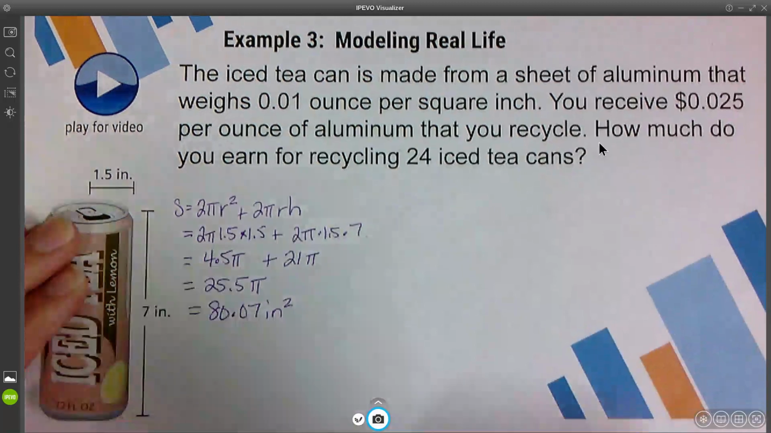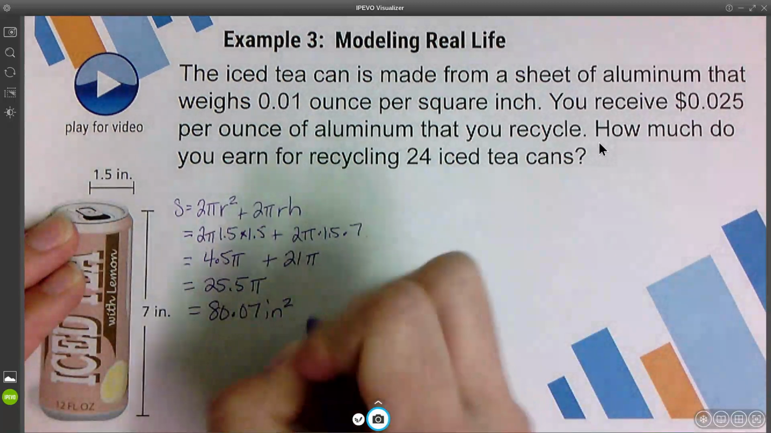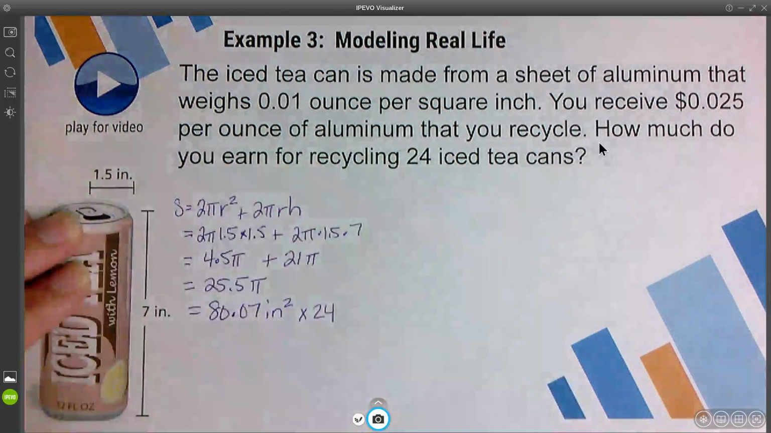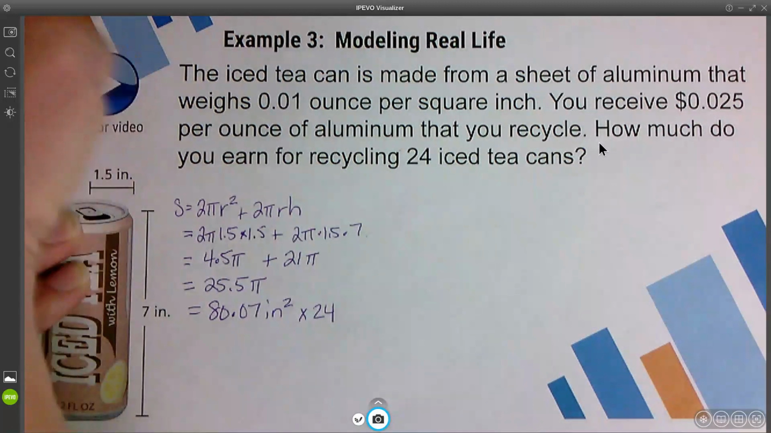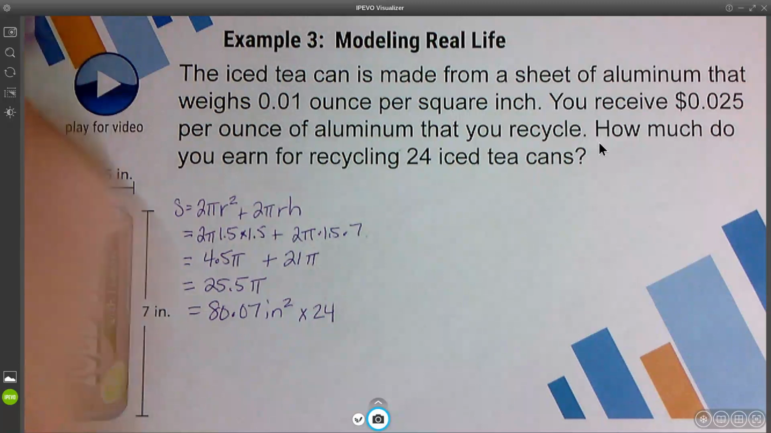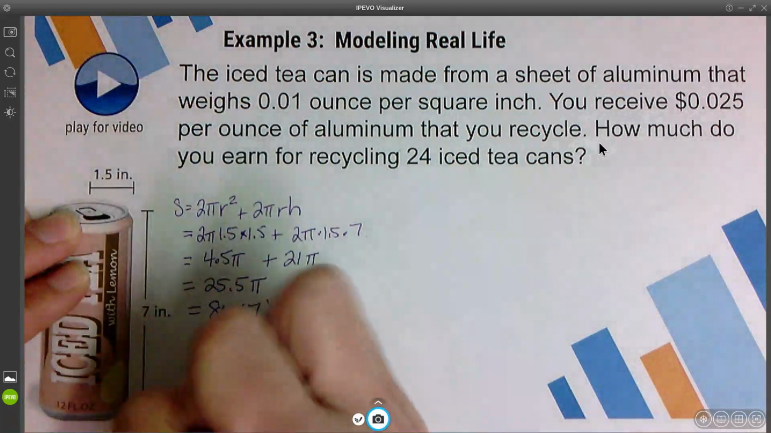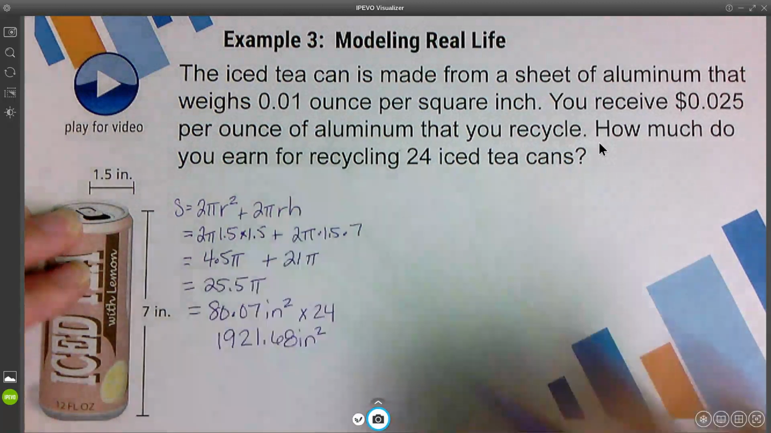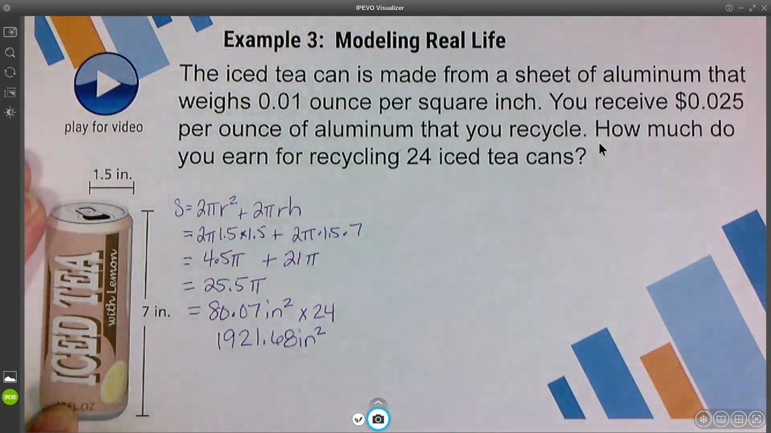1 can. But I have 24 cans that I'm going to be recycling. So I'm going to multiply that times 24. And I get 1,921.68 inches squared of aluminum for 24 cans.